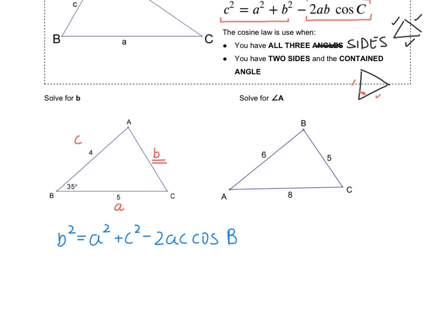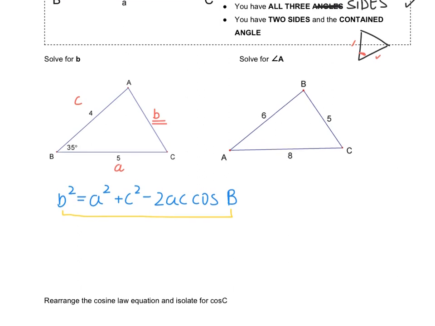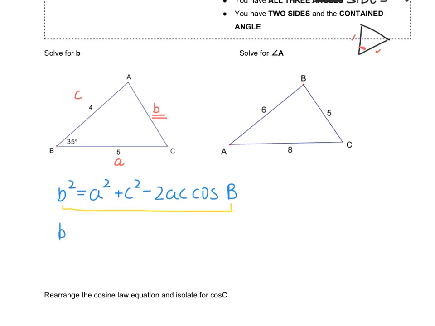What's really important when you're setting up your cosine law is that the side that you're looking for matches the angle with the cos. So now that we've rewritten our cosine law to represent our triangle and what we're looking for, let's sub in some values. So b squared is equal to a squared, so 5 squared, plus c squared, so 4 squared, minus 2 times a times c, and then our angle B is 35. And now we can just simplify the entire right side. So plug it into your calculator all at once.